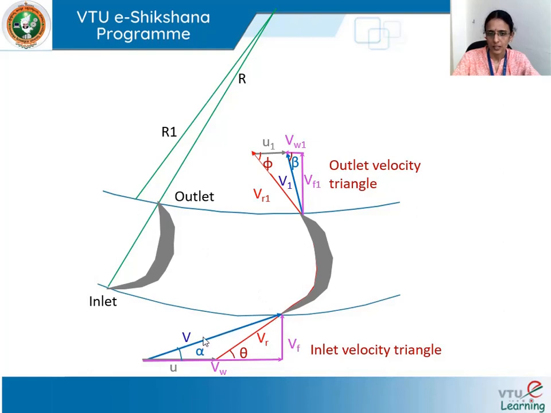The inlet velocity triangle consists of V, U, and the closing side VR. The component of V along the tangential direction is VW, the component of V along the radial direction is VF, the jet angle at inlet is alpha, and the vane angle at the inlet is theta. At the outlet, VR1 is tangential to the vane and it makes an angle phi with the tangential velocity U1. The third side of the triangle gives you the absolute velocity V1, and the components of V1 along the radial and tangential directions are VF1 and VW1 respectively. Phi is the vane angle at outlet and beta is the jet angle at the outlet respectively.